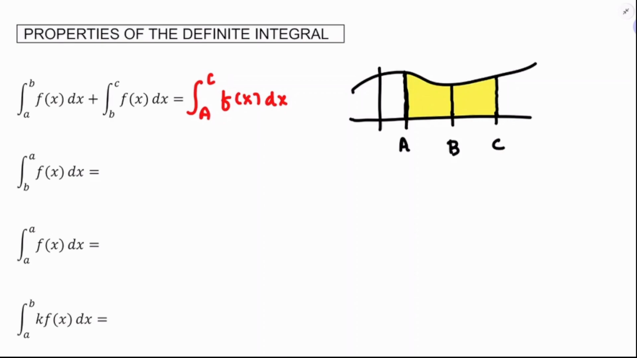Okay, the integral from b back to a of f of x dx is going to be the negative of the integral from a to b of f of x dx, and I think the reason why is much easier to understand in the next lesson.